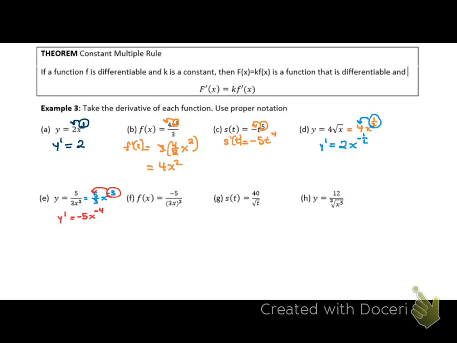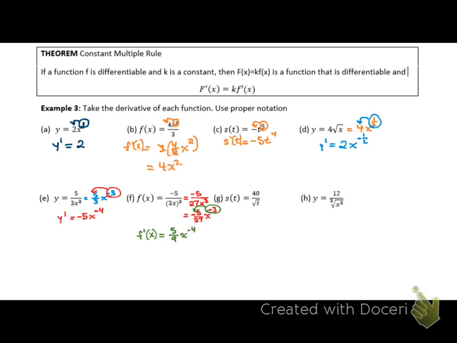For example F, it looks very similar to example E. However, there's a parentheses around the 3x, which means instead of negative 5 over 3x cubed, we actually have negative 5 over 27x cubed. And so that needs to be rewritten as negative 5 over 27 times x to the negative 3rd power. Now we take the derivative. So f prime of x means that we take the negative 3, we multiply, the negative times the negative will make that positive, and 3 over 27 is 1/9. So we end up with 5 over 9 times x to the negative 4th power.